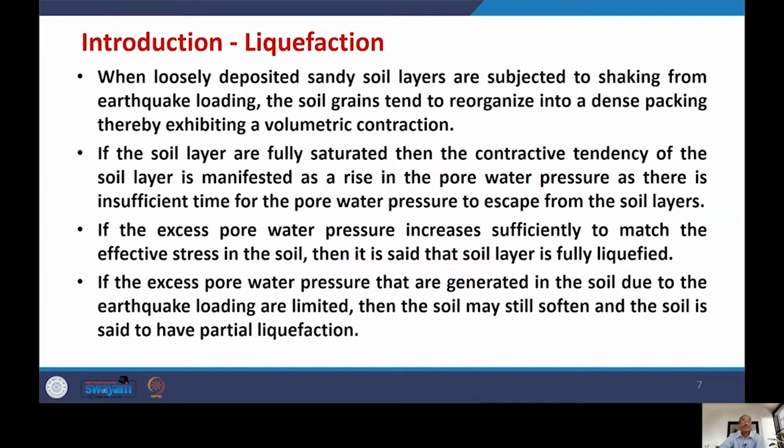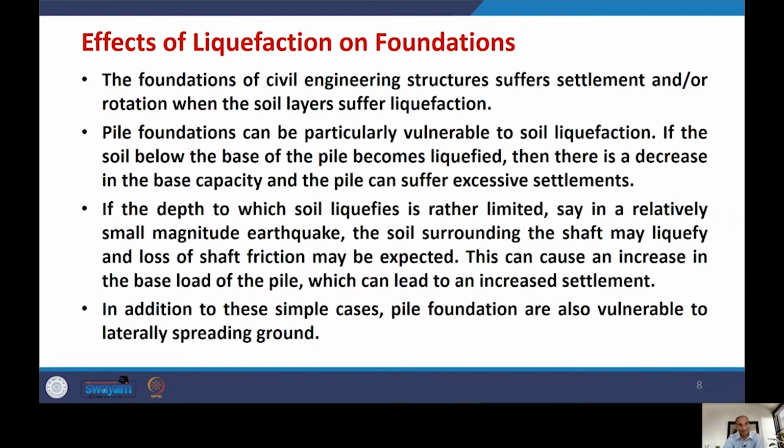Now continuing with that, what is the effect of liquefaction on foundations? How does liquefaction affect the foundations? Normally, the foundations of civil engineering structures suffer settlement or rotation when the soil layers suffer liquefaction. So if a soil layer gets liquefied, settlement or rotation will increase. And pile foundations can be particularly vulnerable to soil liquefaction. If the soil below the base of the pile becomes liquefied, then there is a decrease in the base capacity. The pile can suffer excessive settlements.